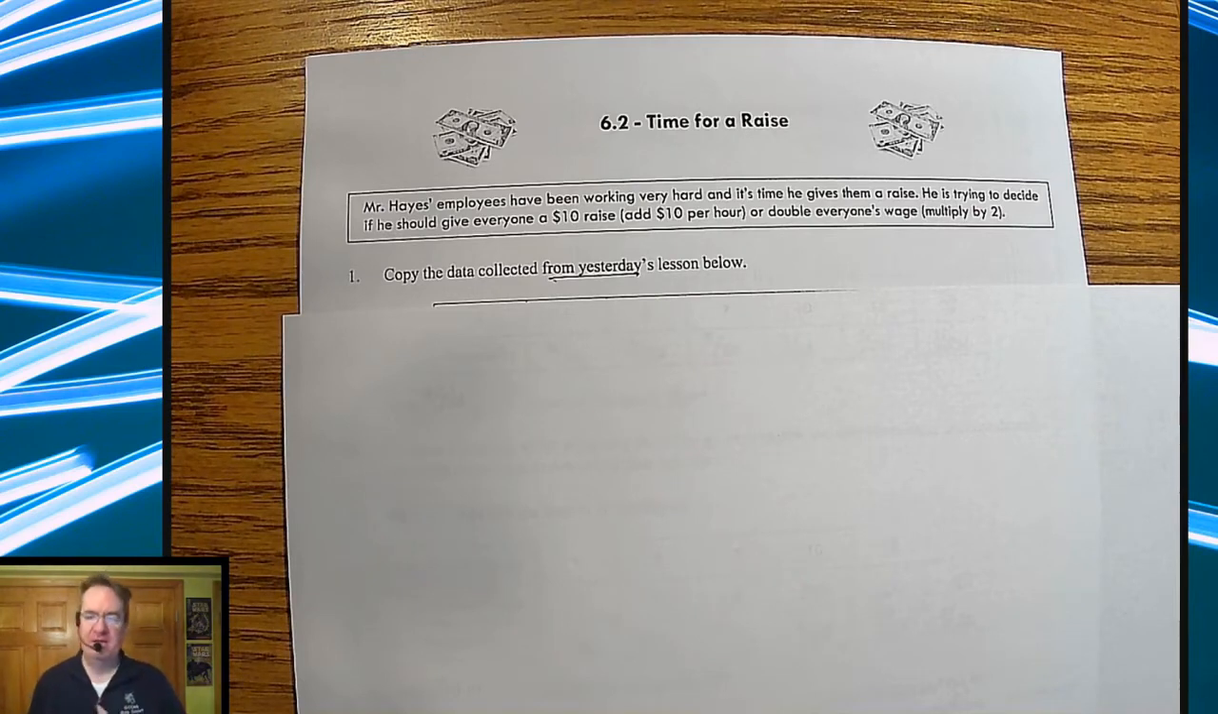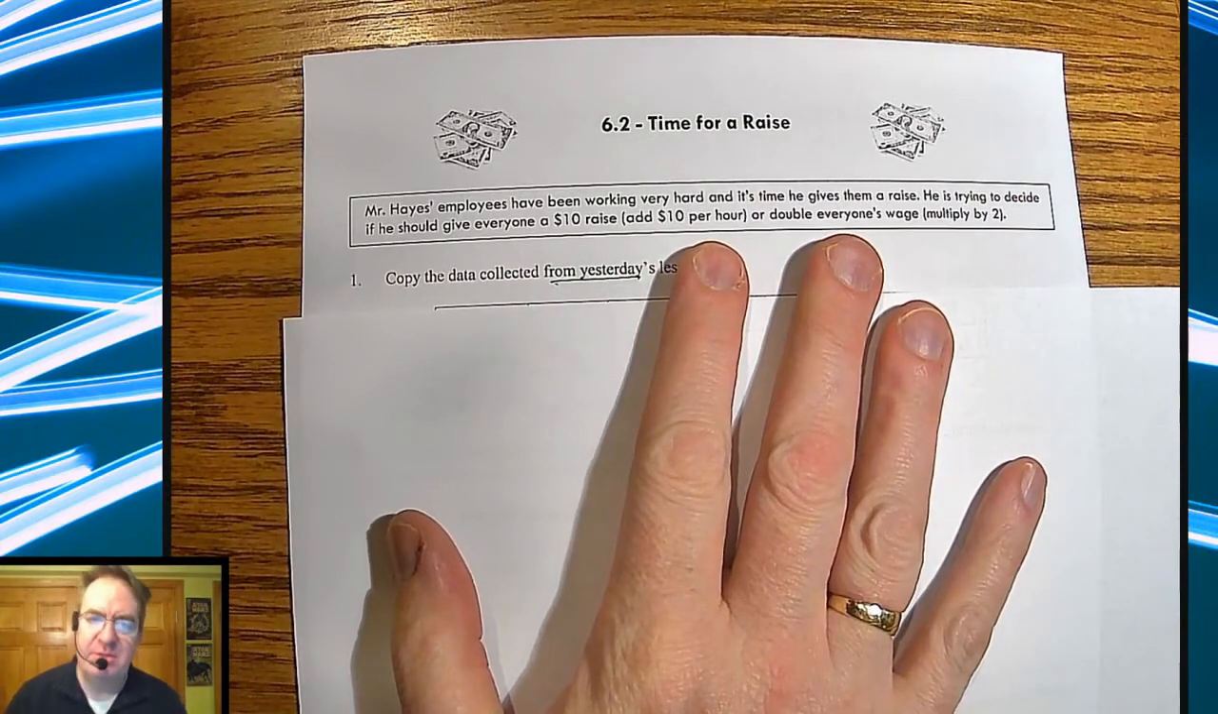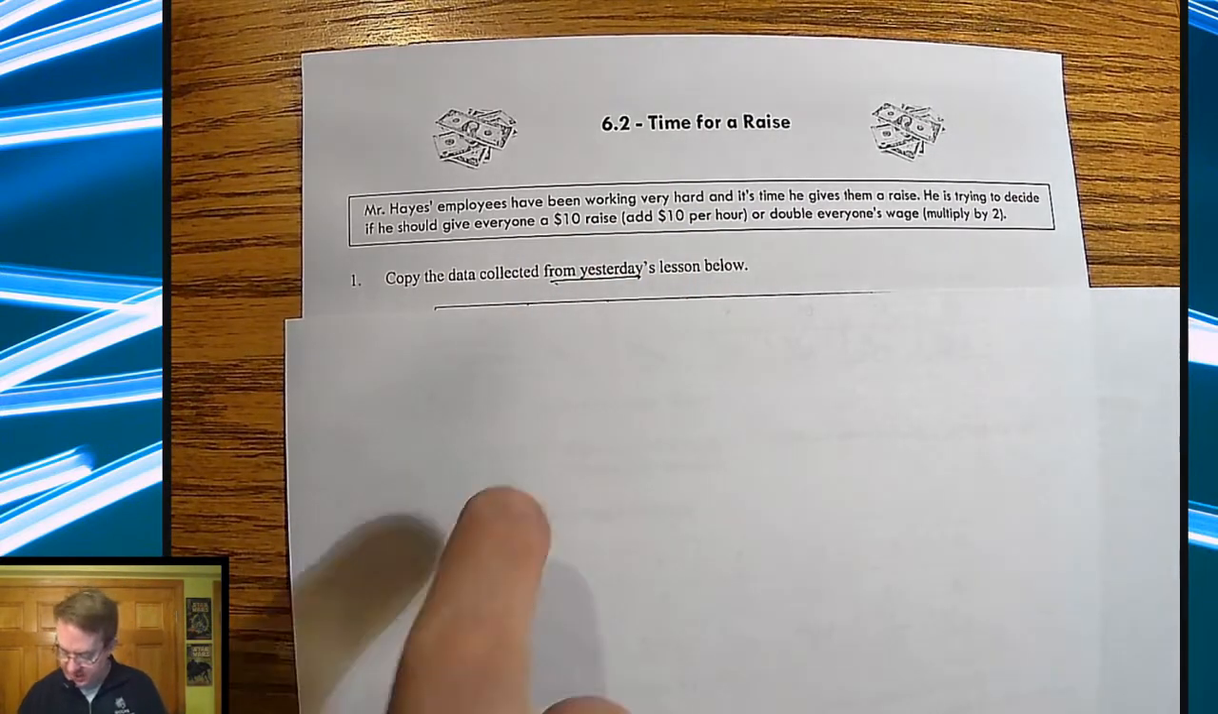We're going through AP Stats and the Statsmatics lessons. We're starting 6.2 now out of the Practice of Statistics, and it is time to get a raise. So you as students picked out numbers. You had a number from yesterday.